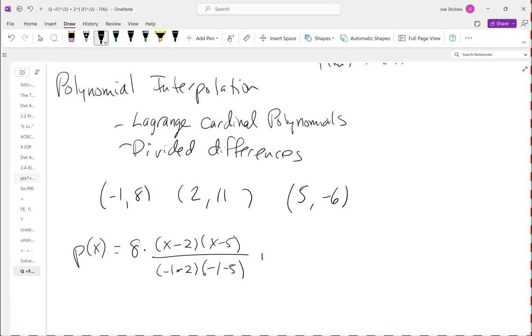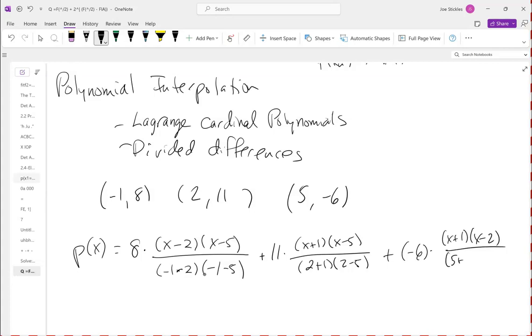Okay. So your next one would be what? Yeah. And I really don't care if you simplify it. You can just leave it like that. Last one. Good. Yep. And just leave it. That's fine. That would be a whole problem. The end. Okay. Same with the divided differences.